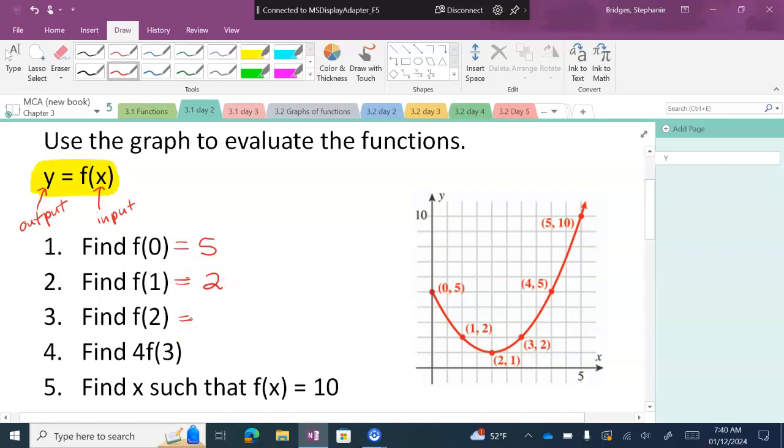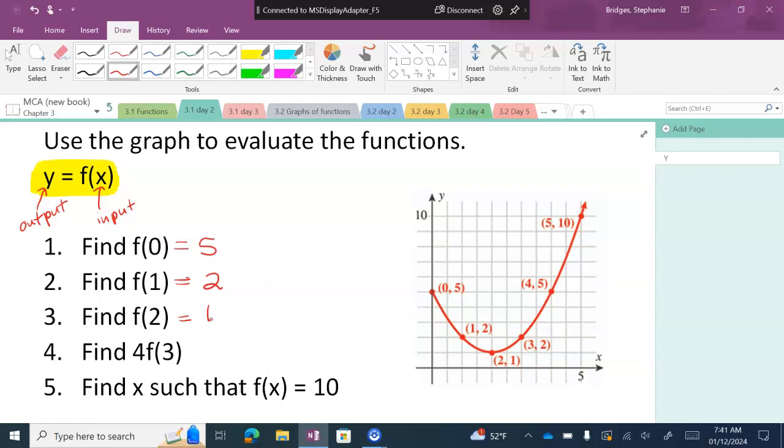And then finding f of 2, we're looking for the ordered pair where x is 2. And the answer is going to be whatever the y value is for that ordered pair. What would it be? 1. Everybody kind of getting the idea? Now, 4 is the same. What's different about it then? What's the graph about it? A 4. So basically what that means is 4 times whatever the value of f of 3 is.